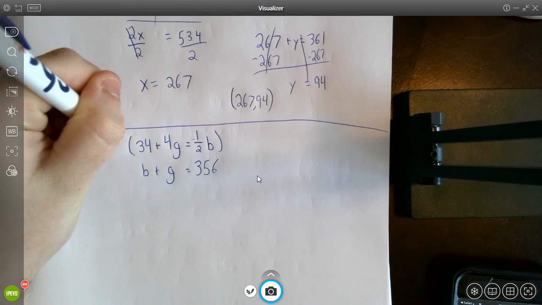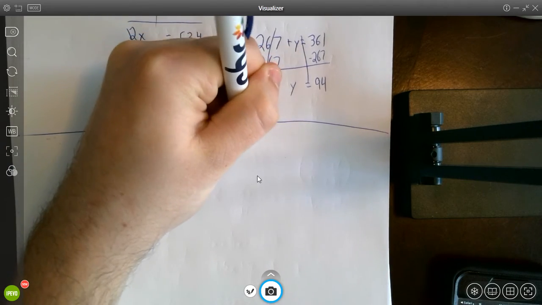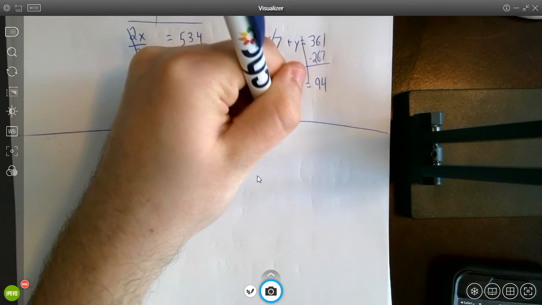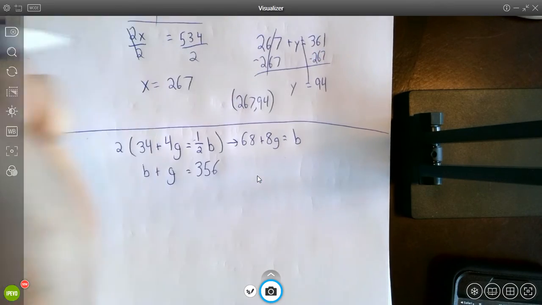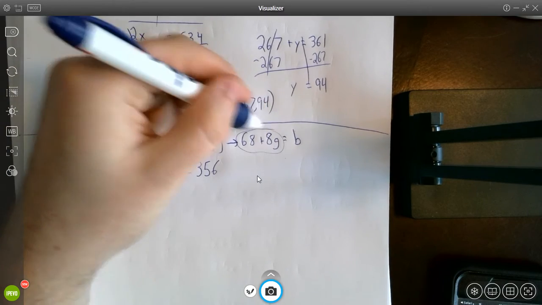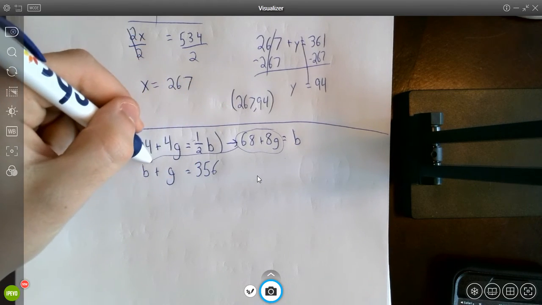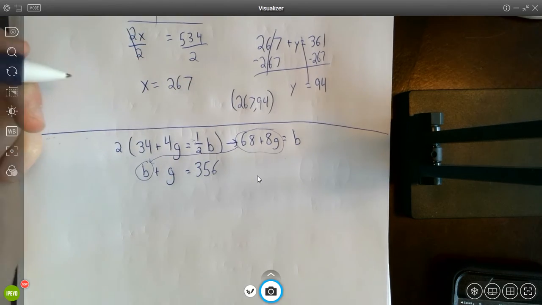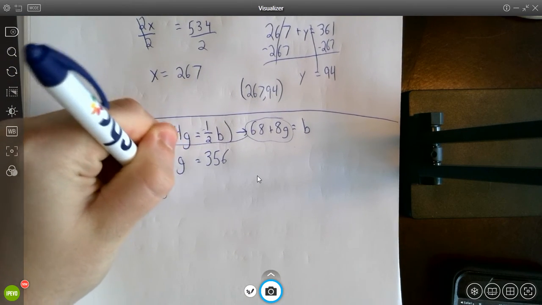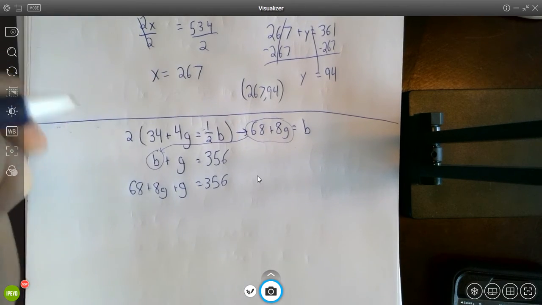Hopefully you're answering that we can multiply all of this by 2. If we multiply by 2, we're going to get 68 plus 2 times 4g is 8g equals b. Now that we know that b is the same thing as all of this right here, we can take that and substitute it in for our value of b right here. In other words, we can say 68 plus 8g plus g equals 356.